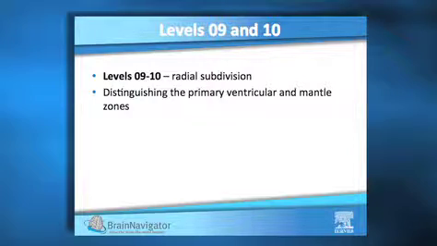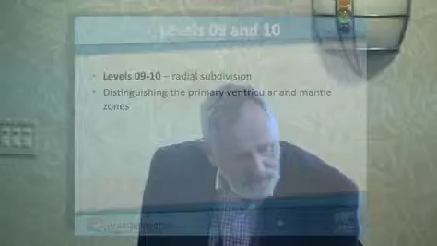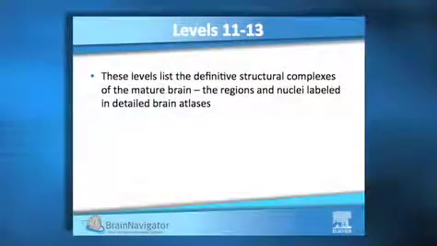I'm not going to try and explain further the other subdivisions that Lewis has done for these, but say that the last 3 levels, 11 to 13, are the things which you actually find in the mature brain and find in individual structures.